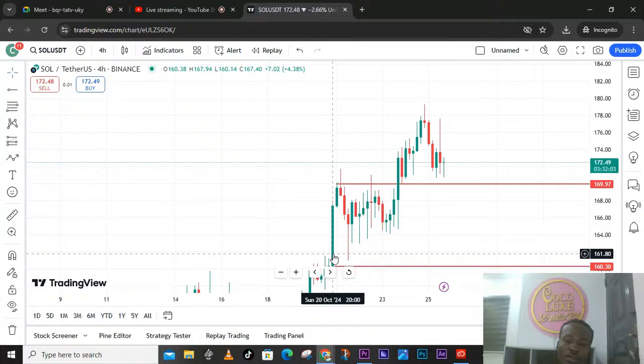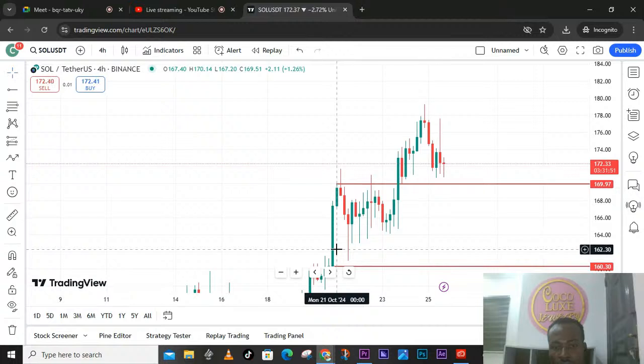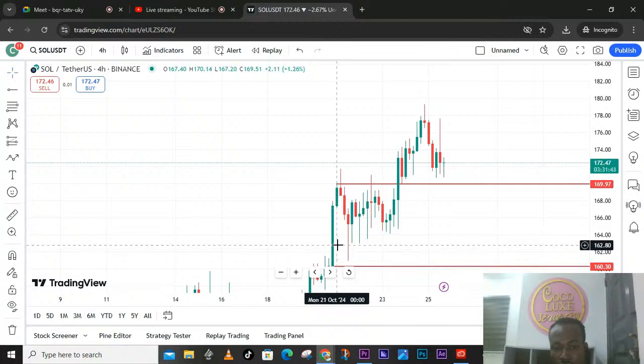Once you go to the chart, go to the 4 hour time frame, look at that date and time below. You can see here is Sunday, October 20. This is Monday, October 21, right? So once you are seeing Sunday and the next one is Monday, just pick that Sunday and that Monday. Look at the highest point they got to. Look at the lowest point they got to.